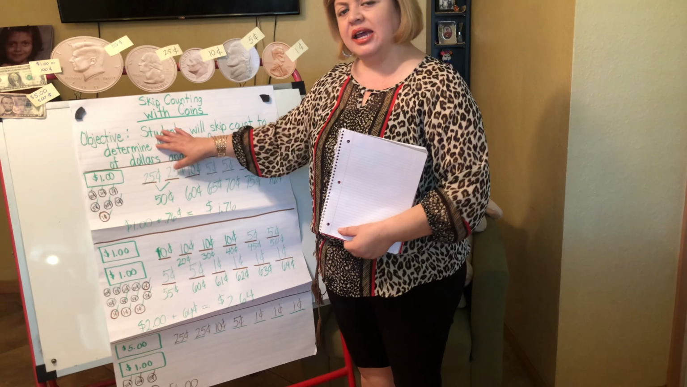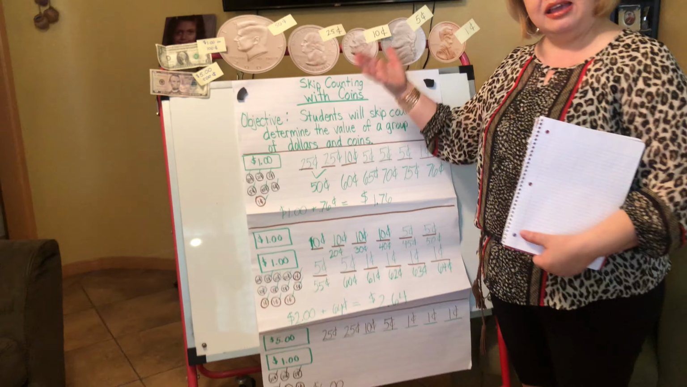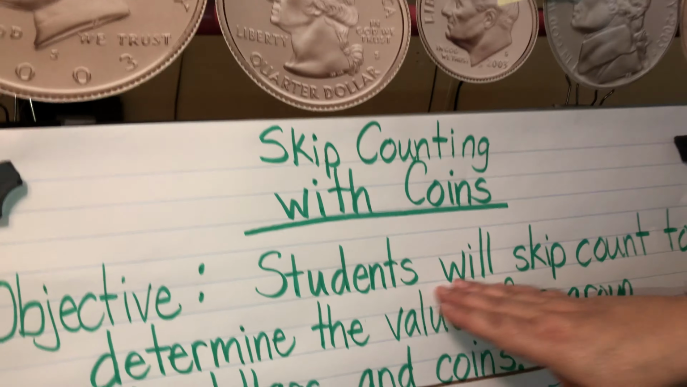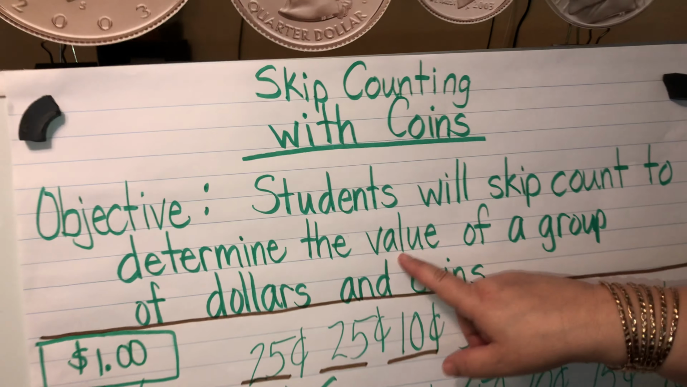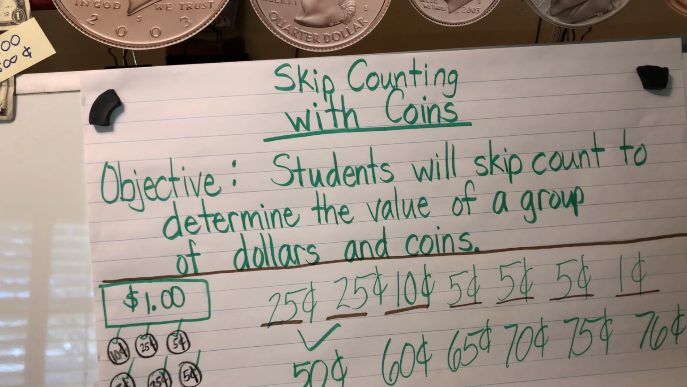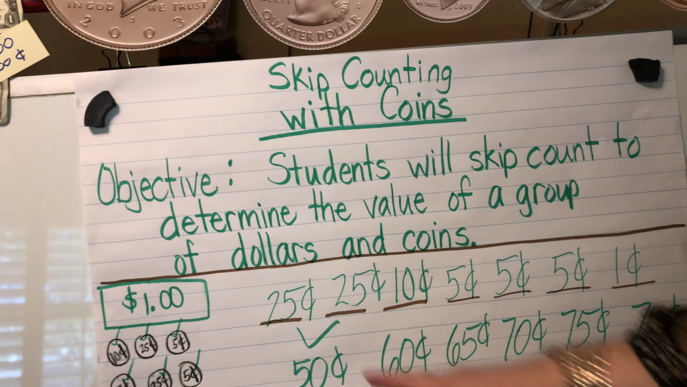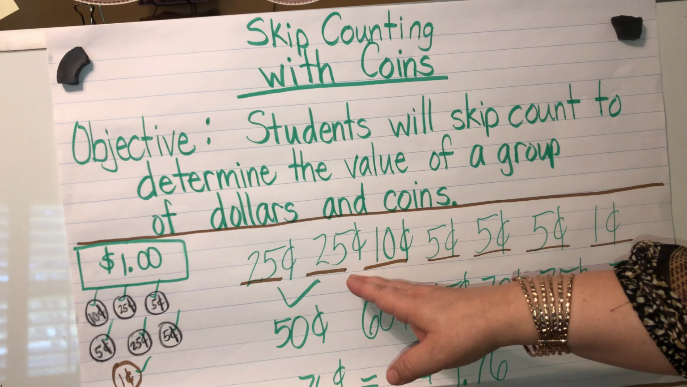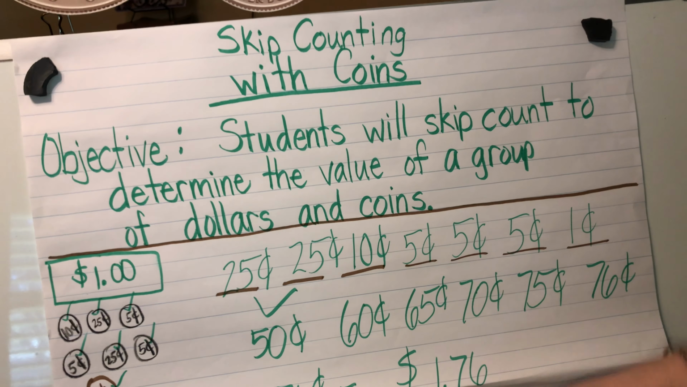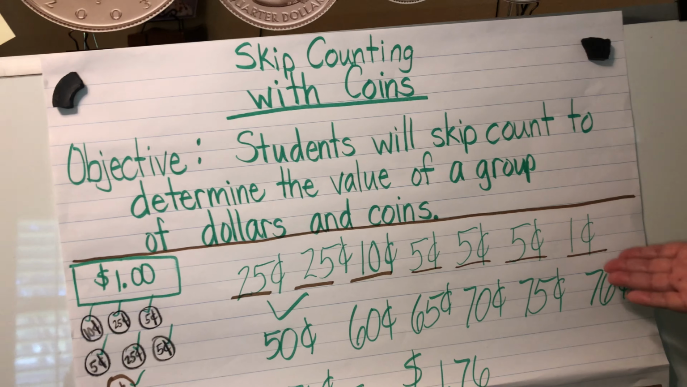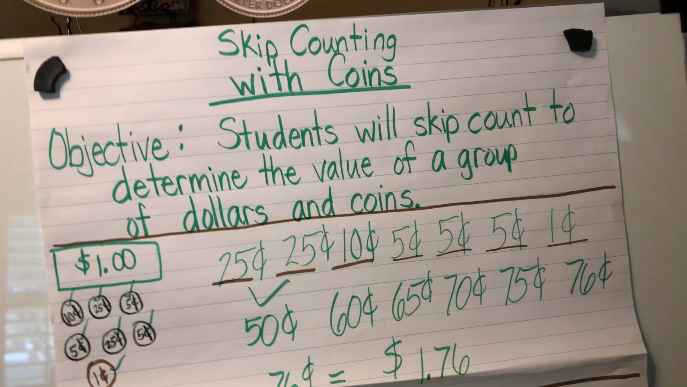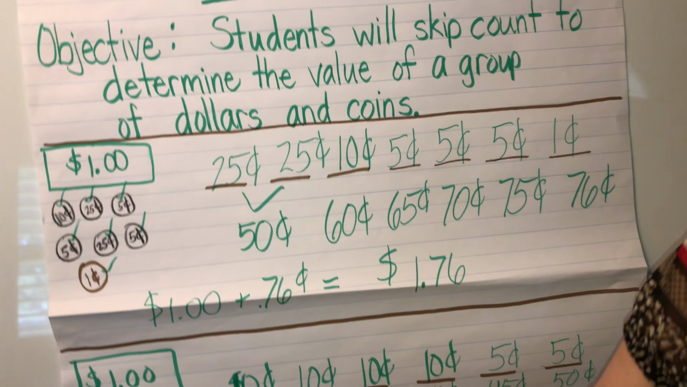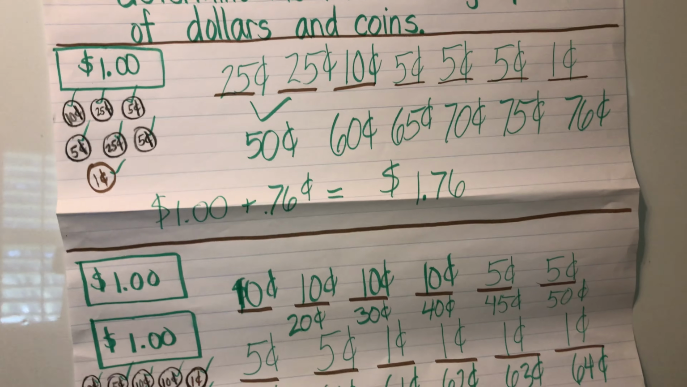And let's go back and look at our objective and see if we were able to do what we said we were going to do. We said that students will skip count to determine the value of a group of dollars and coins. So did we do that? Did we do skip counting? Sure we did. We skip counted by 25s, we skip counted by 10s, we skip counted by 5s, and then of course we counted by 1s. We added dollar bills to our mix, so I think that we did a good job.